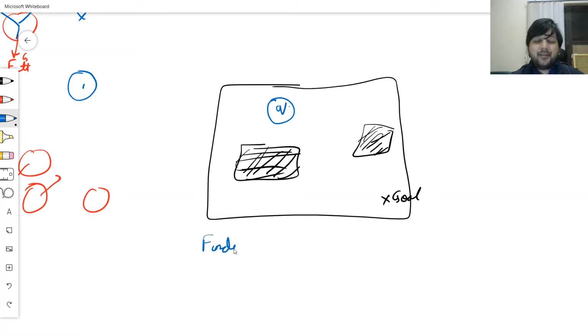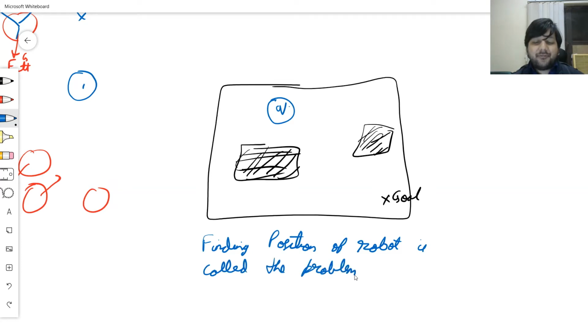So, finding Q, so finding the position of the robot, is called the problem of localization. And I've taken a separate series of lectures on how to solve that problem as another elective. The easiest that I can tell you is what many people playing with small robots do.